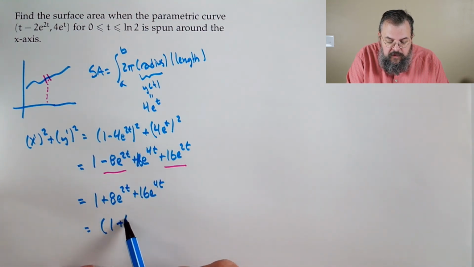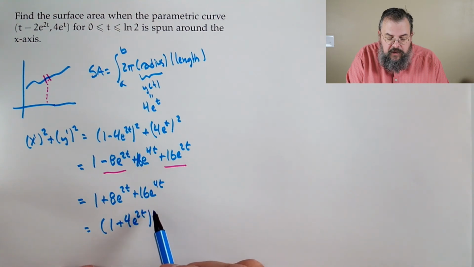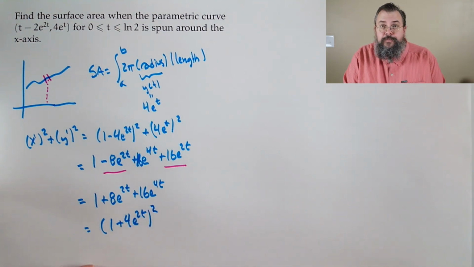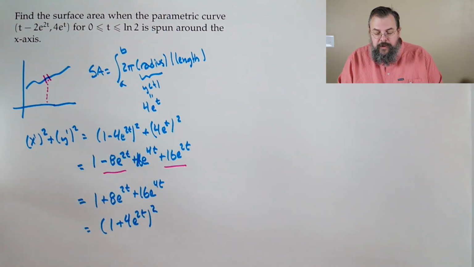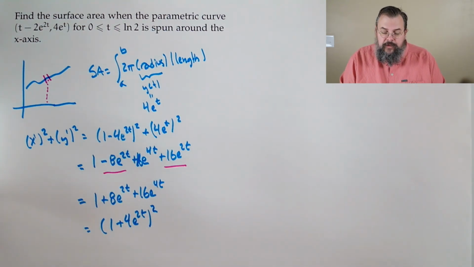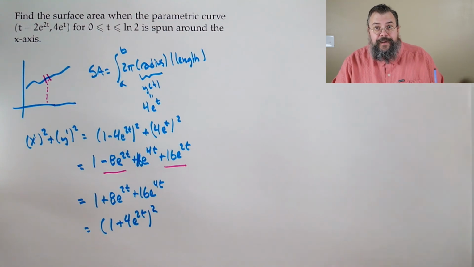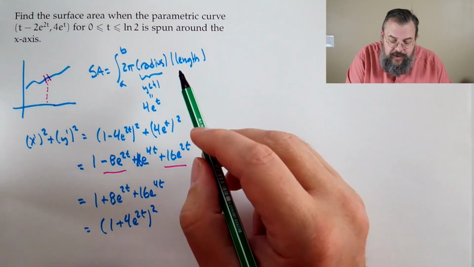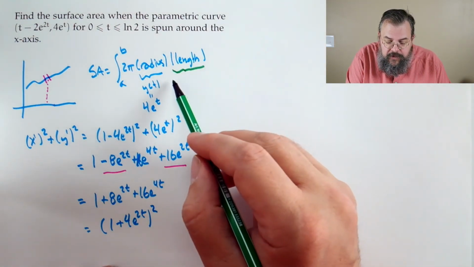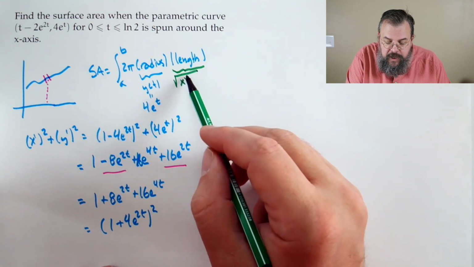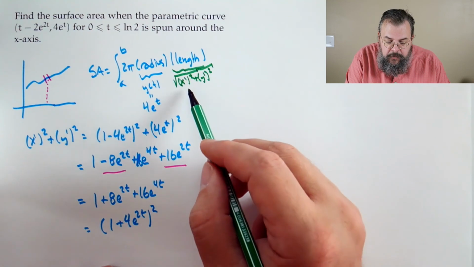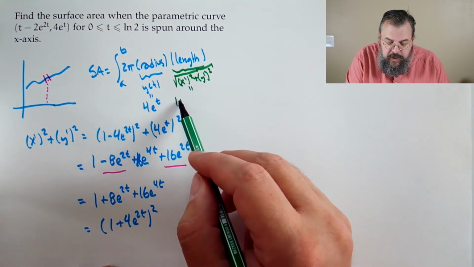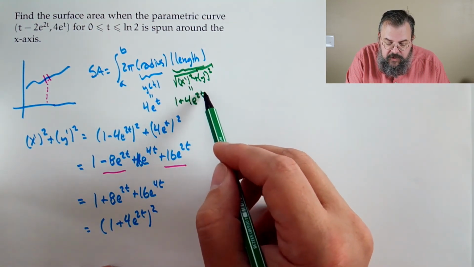we get (1 plus 4 e to the 2t) squared. Perfect. So what do we end up with? Well, remember the length has what? It's a square root of that expression. So this here is going to become the square root of x prime squared plus y prime squared, which for us becomes 1 plus 4e to the 2t.